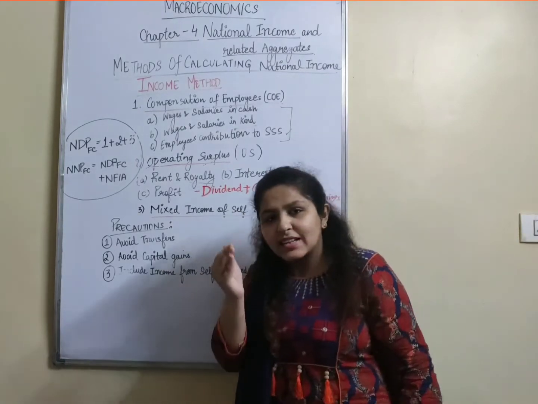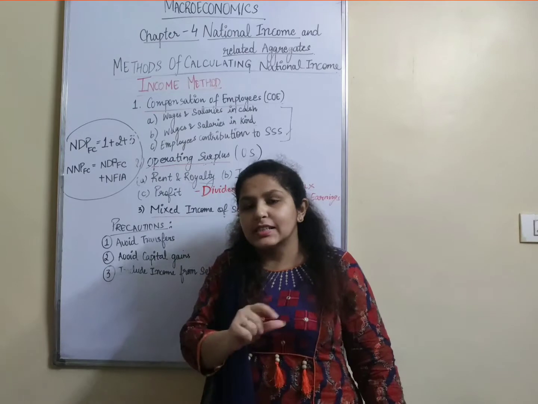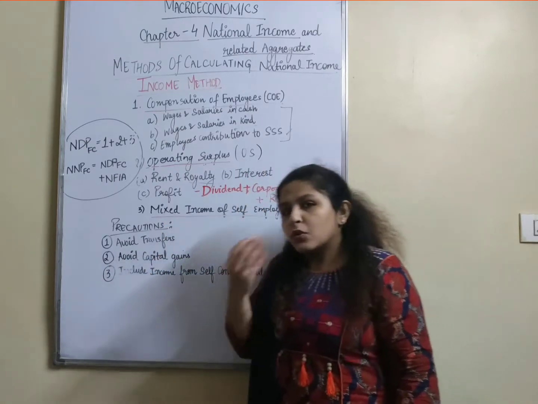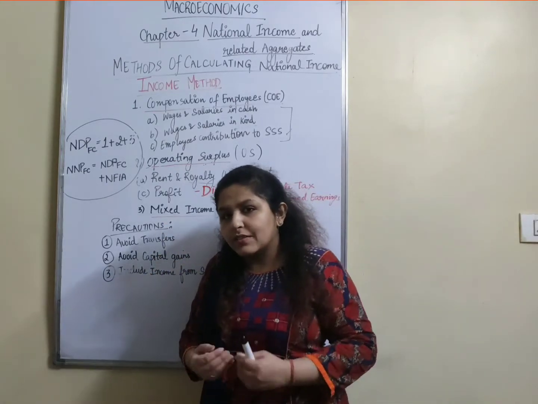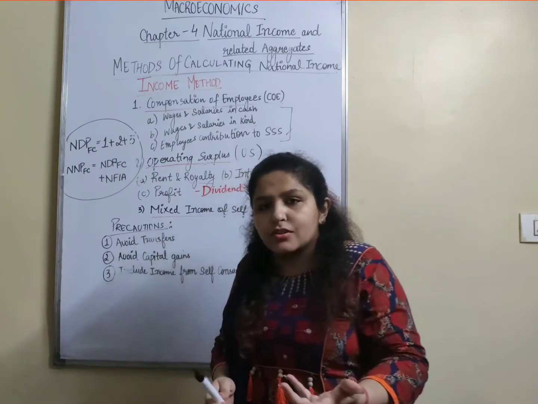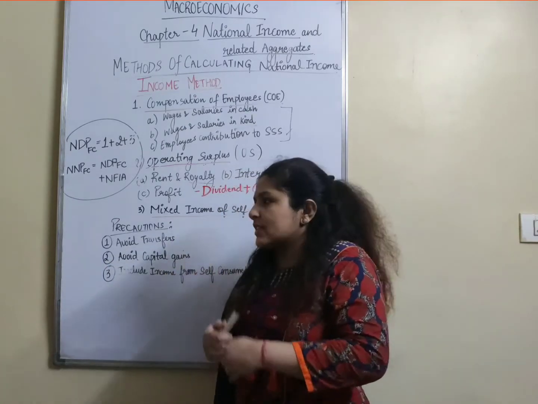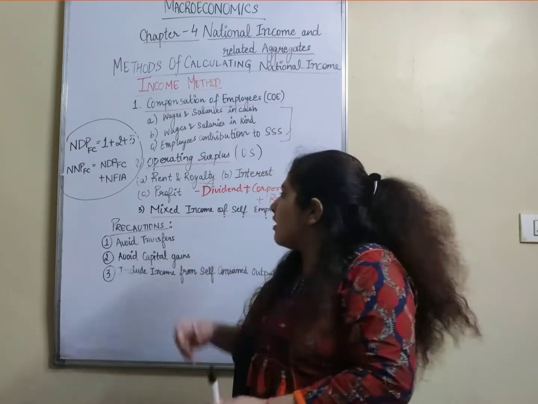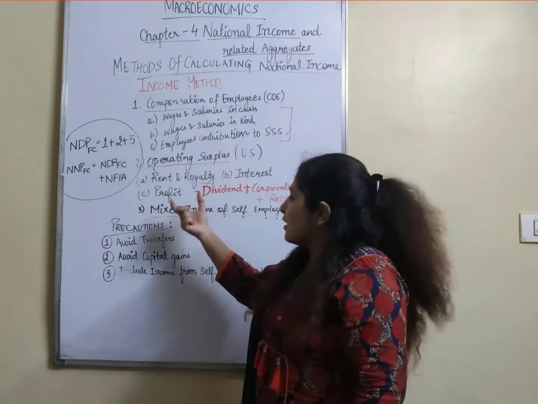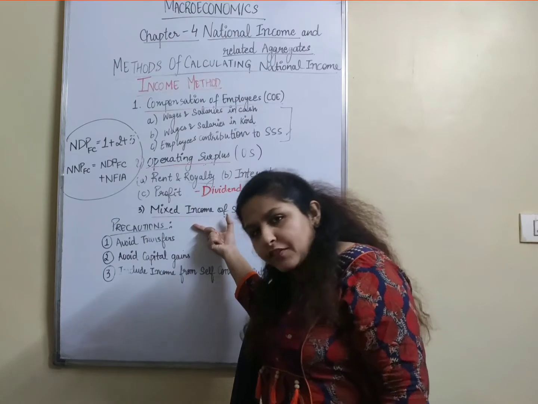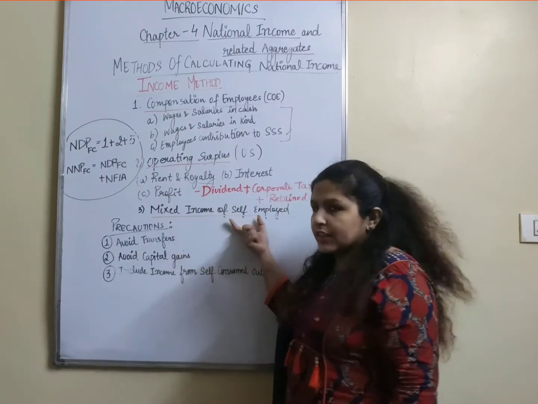Now the very last component is mixed income of self-employed. So you know what self-employed people are? Those who earn their living themselves. Let's say doctors who have a clinic. They are earning through self-employment, or vegetable vendors, and all those who earn from self-employment are included in this third component of income method, mixed income of self-employed.